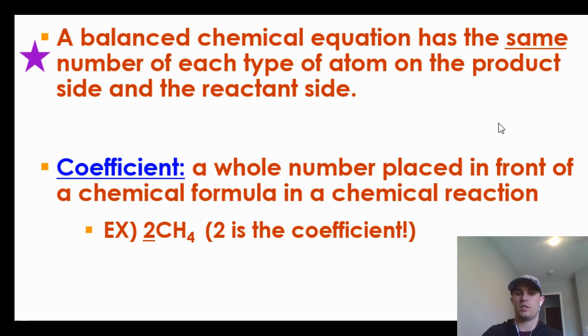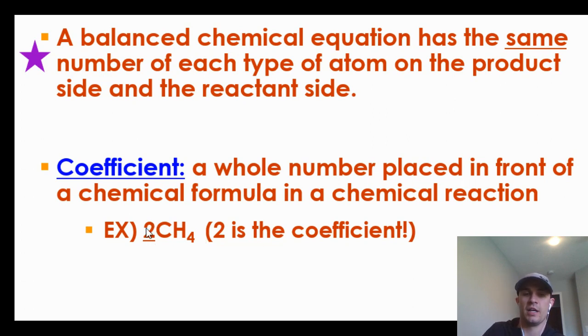When I look here, CH4 is a compound, that is methane. I can't change the number of hydrogens or the number of carbons in that molecule because that gives me something else. I don't have methane anymore. So if I know that I have methane reacting with oxygen, I might need to change the amount of methane that I have.